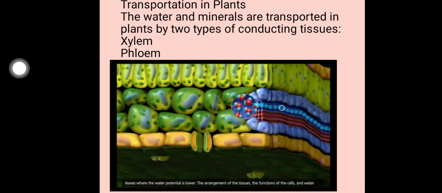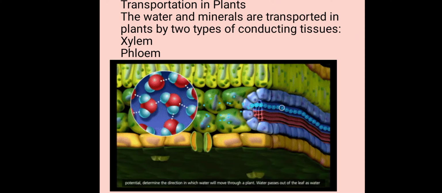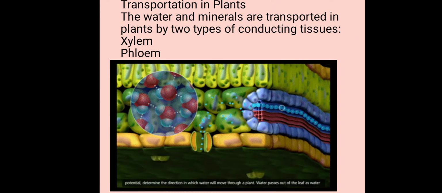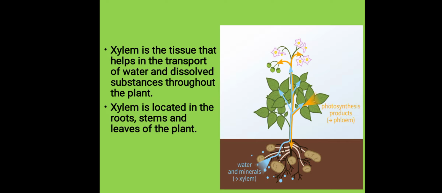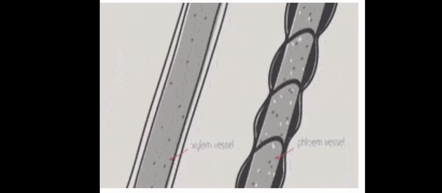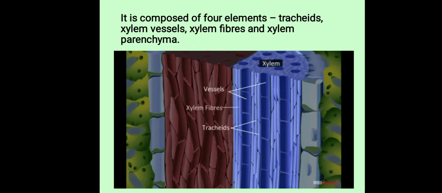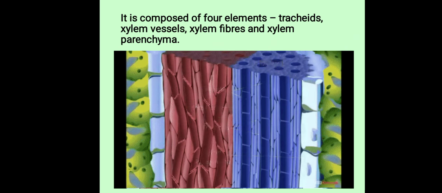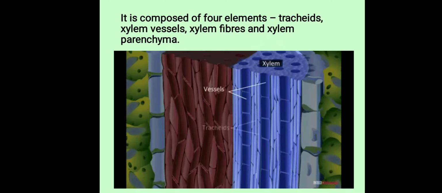Good morning, class. In the previous lesson, we have learned about transportation in plants and two conducting tissues, that is xylem and phloem. We have learned about the functions and the location of xylem. We know that it is composed of 4 elements: tracheids, xylem vessels, xylem fibers, and xylem parenchyma.